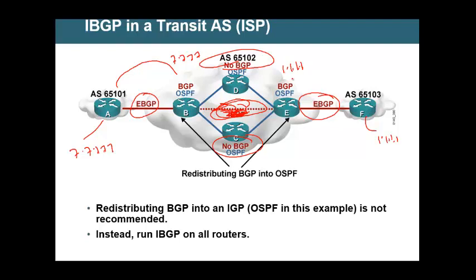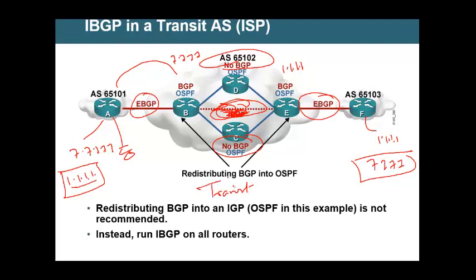But in order to ping 1.1.1.1 from here, this router needs to have a route to reach 1.1.1.1. It needs the route now, otherwise how will it route? Likewise, F needs to know about 7.7.7.7. This needs to be distributed by the middle autonomous system, the transit autonomous system. This is transit, you see.